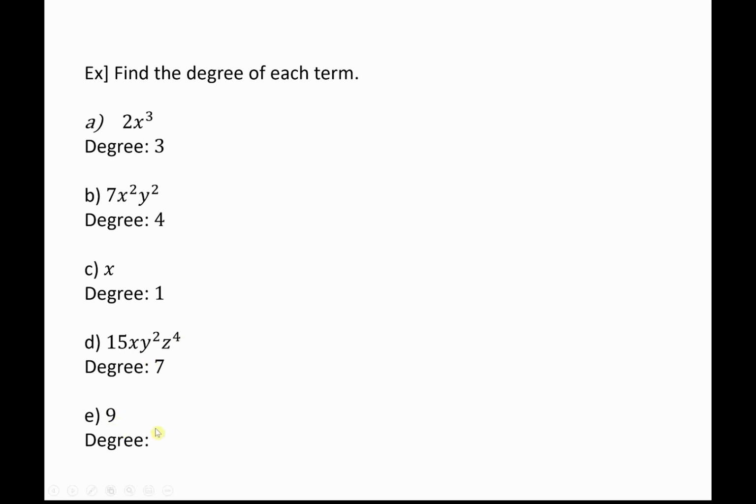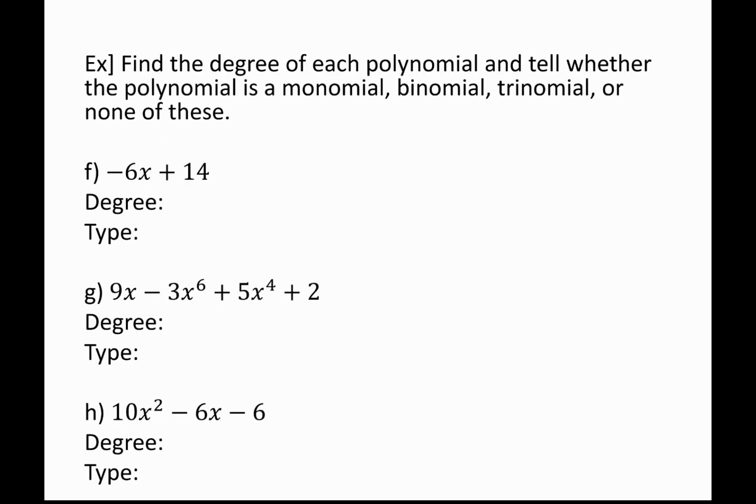Now, notice that there's no variable part for part E, so what do you think the degree would be there? Well, if there's no variable part, then technically the variable part, you could argue, has degree 0, or an exponent of 0, so the degree, therefore, for any constant term is 0. Great. Now, let's have a different set of examples, and let's find the degree of each polynomial, tell whether the polynomial is monomial, binomial, trinomial, or none of these, which would just generically be called a polynomial. Or use the phrasing none of these, that would be fine.